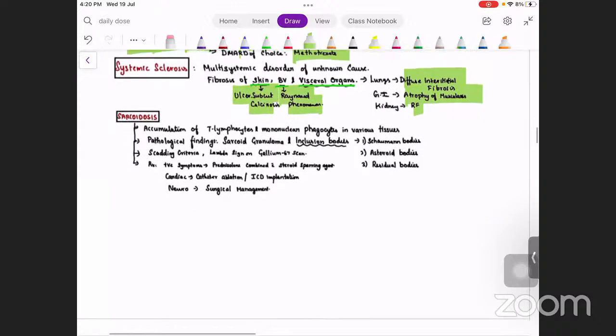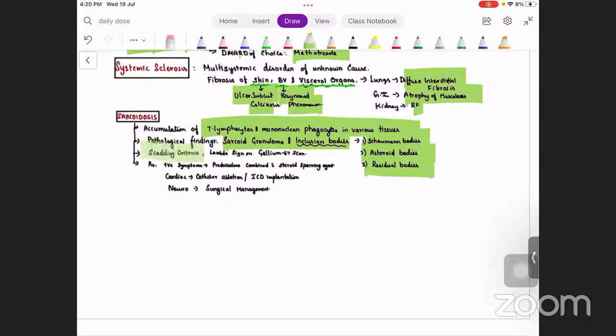Then you have sarcoidosis, accumulation of T cells and mononuclear phagocytes in various tissues. Pathological findings: sarcoid granuloma and inclusion bodies will be there. What type of inclusion bodies? Schaumann bodies, asteroid bodies, and residual bodies.